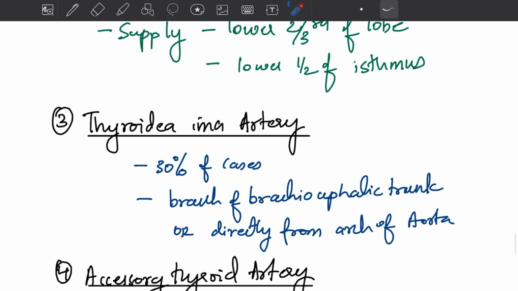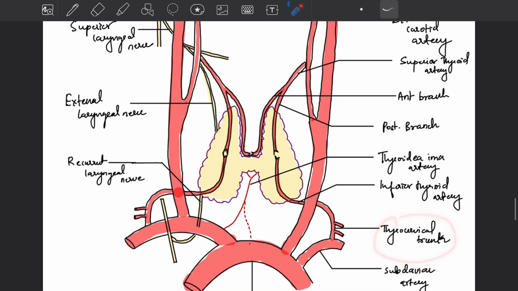When we talk about the thyroidea ima artery, it is present in only 30% of cases, and it arises as a branch of the brachiocephalic trunk or directly from the arch of aorta. We also have a set of minute arteries called accessory thyroid arteries. These could arise directly from the esophageal and tracheal arteries and other small minute arteries like that. The thyrocervical trunk gives a branch called the inferior thyroid artery, which often lies on the posterior surface.